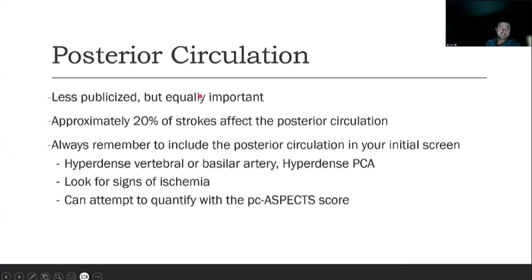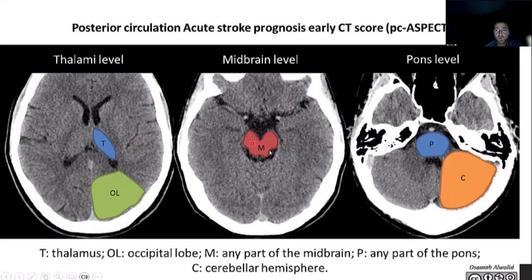The posterior circulation. This is much less publicized, but equally important. Approximately 20% of strokes actually affect the posterior circulation. And always remember to include this in your initial screen. So look for hyperdense vertebral or basilar arteries, hyperdense PCAs. Look for signs of ischemia, and you can attempt to quantify with the posterior circulation aspect score. So PC aspects, you get 1 point for each thalamus, 2 points for the midbrain, 2 points for the pons, 1 point for each occipital lobe, and 1 point for each cerebellar hemisphere. Again, for a score of 10.